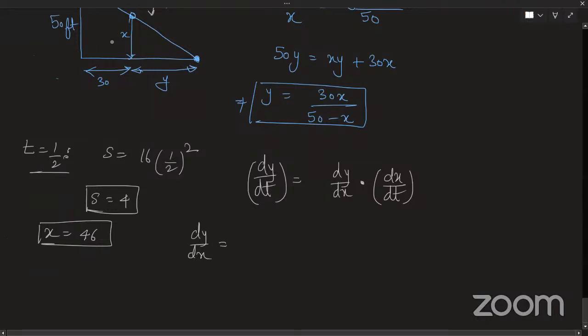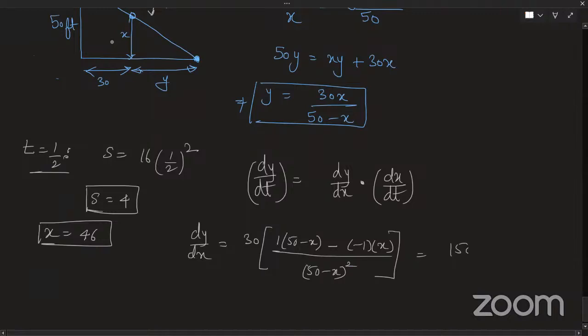So it's 30 times x by (50 minus x). The derivative of the top, bottom as it is, minus derivative of the bottom into top as it is, whole divided by bottom square. So 50 minus x plus x; x gets cancelled out. So it's 1500 divided by (50 minus x) whole square. Right?